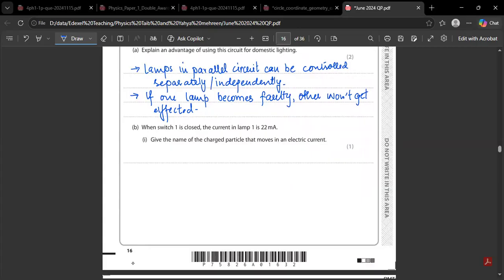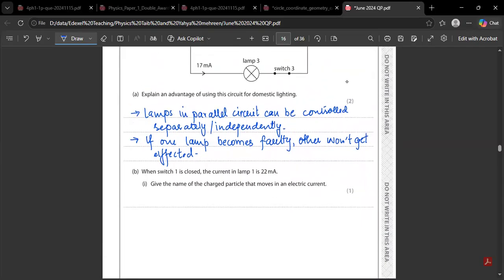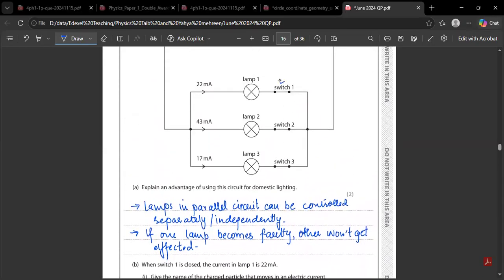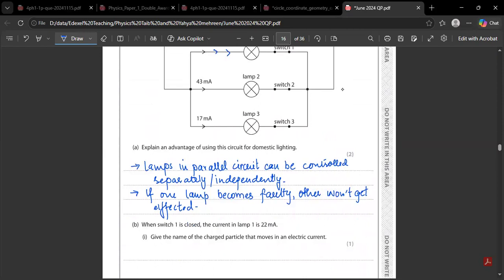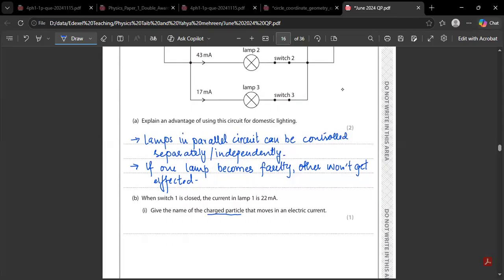So when switch 1 is closed, the current in lamp 1 is 22 milliamps, right? When this switch is closed, the current that is flowing through lamp 1 is 22 milliampere. Give the name of the charged particle that moves in an electric current. What is the charged particle that moves in the wire? It's a charged particle. Electrons, right? Good.